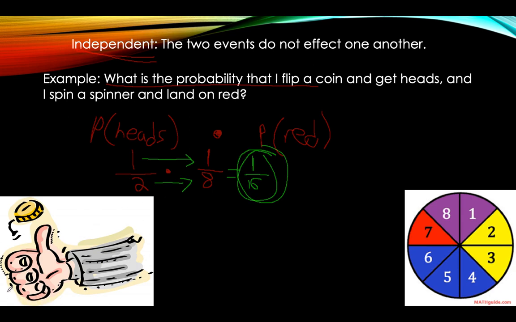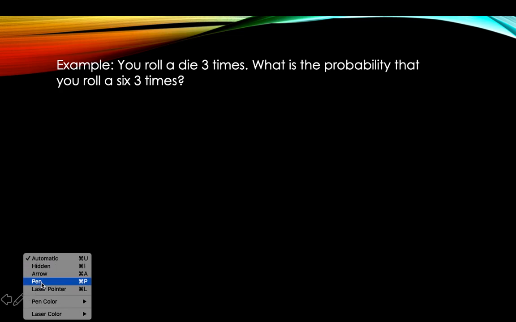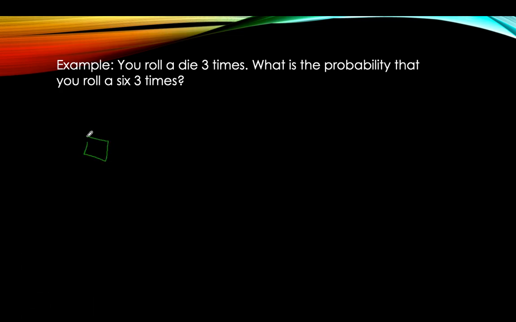So let's move on. Example: you roll a die 3 times. What's the probability that you roll a 6 3 times? So you're going to roll a die 3 times, 1 time, 2 times, 3 times. Does rolling a die affect what you're going to roll next time? No, it does not. So they're going to be independent events.